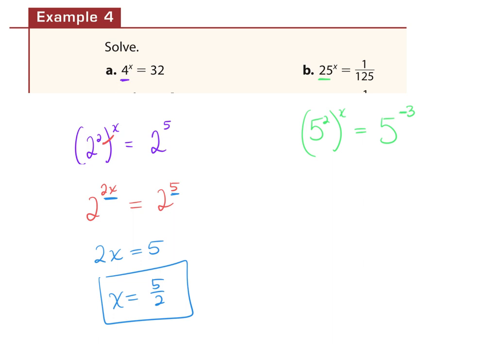Yep. So if I see something in the denominator that is a base of that same number, I'm going to just put it to that power with a negative. A negative puts it in the denominator. And so then I'm going to use that same rule, power to a power. Well, that is 5 to the 2x equals 5 to the negative 3, which means that my exponents are equal. 2x equals negative 3. So x here is going to equal negative 3 halves.